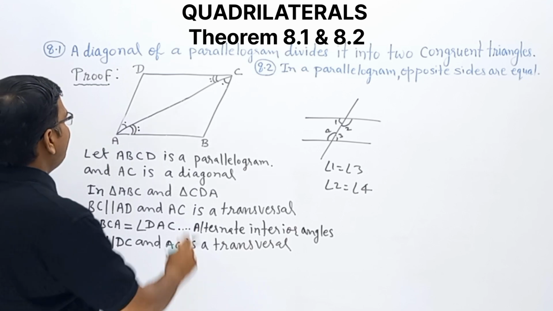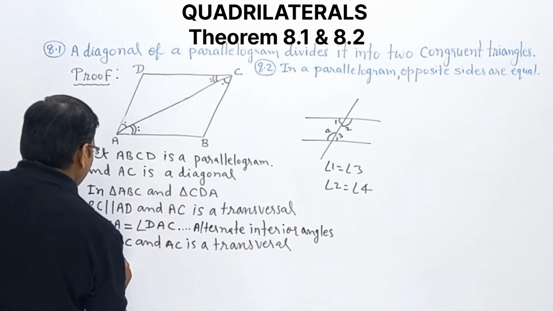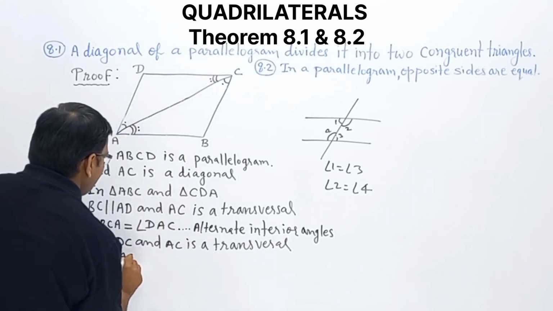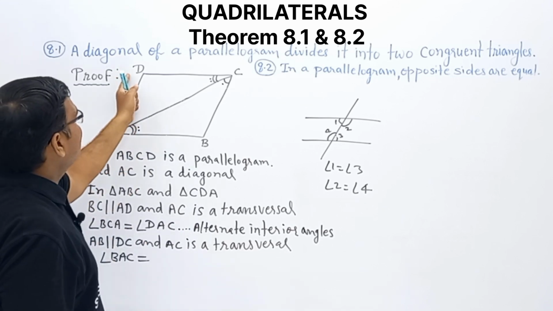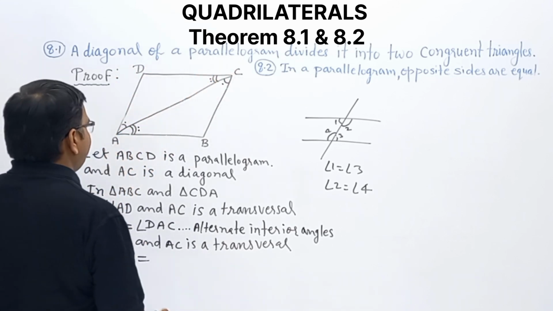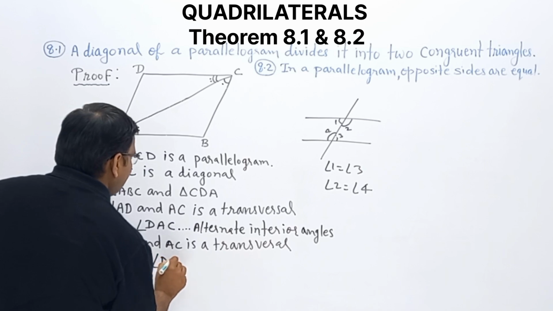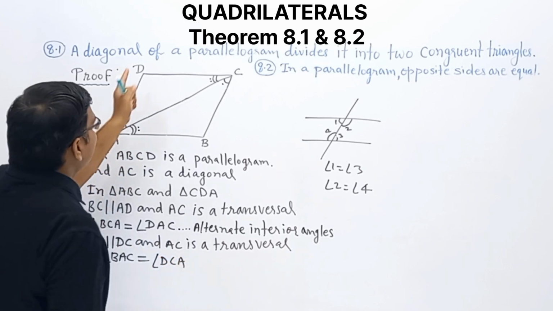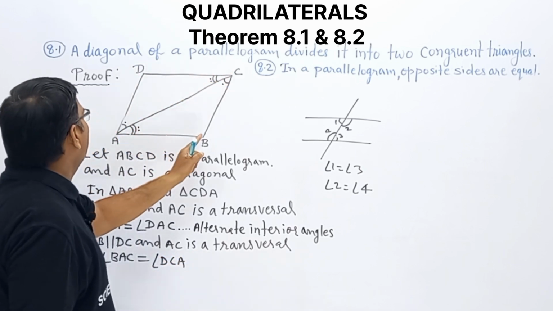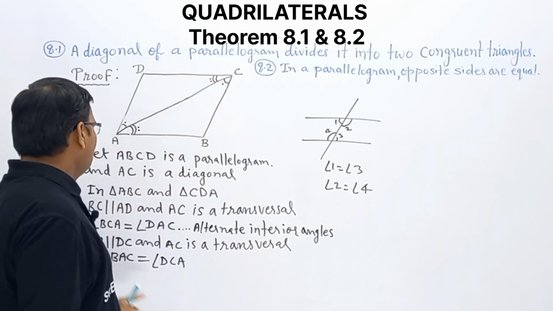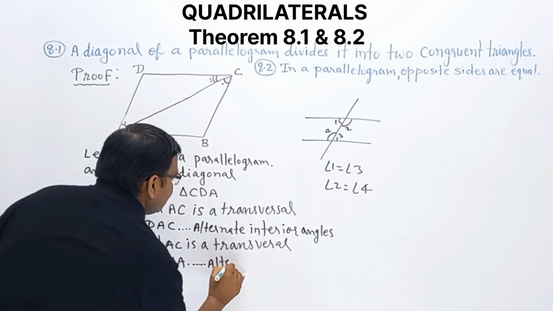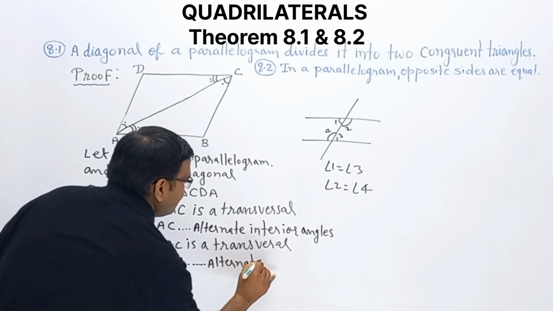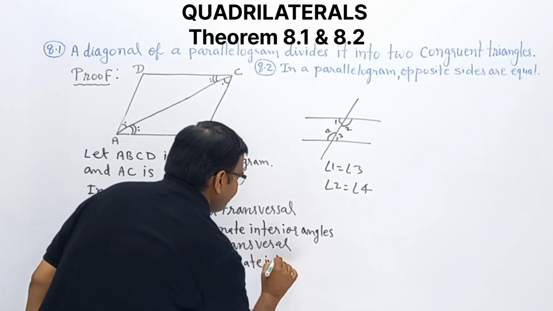So write these two angles. This angle can be written as BAC. BAC will be equal to what? Angle DCA. DCA will be equal to BAC. Why? Alternate interior angles.